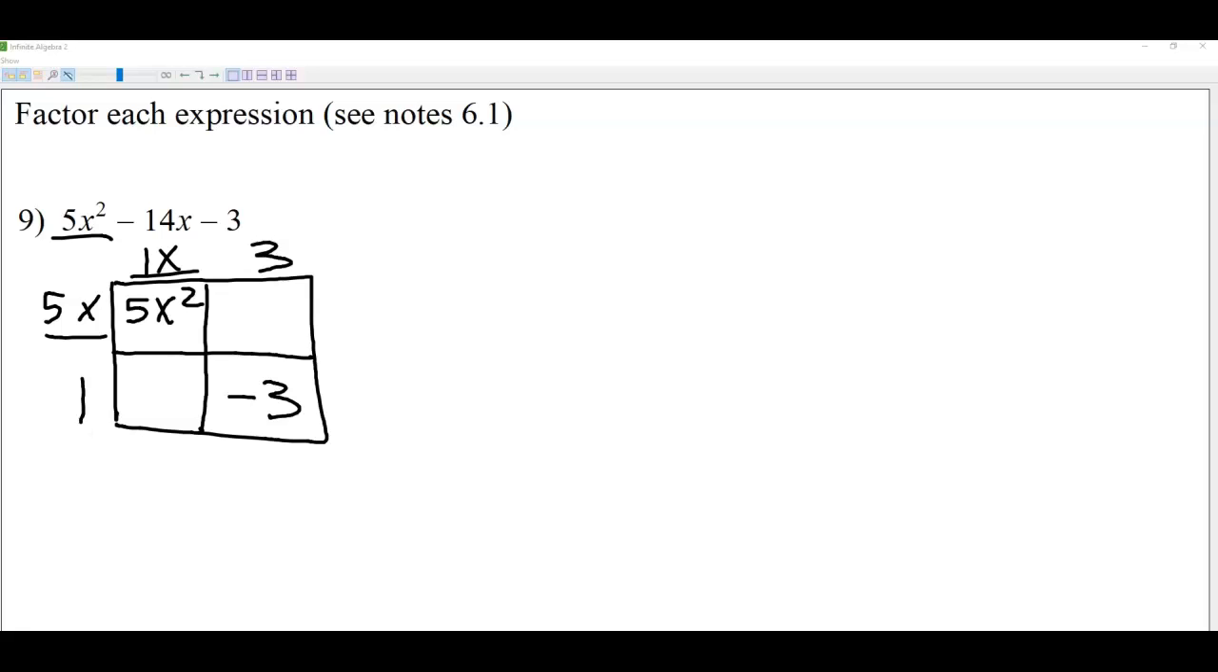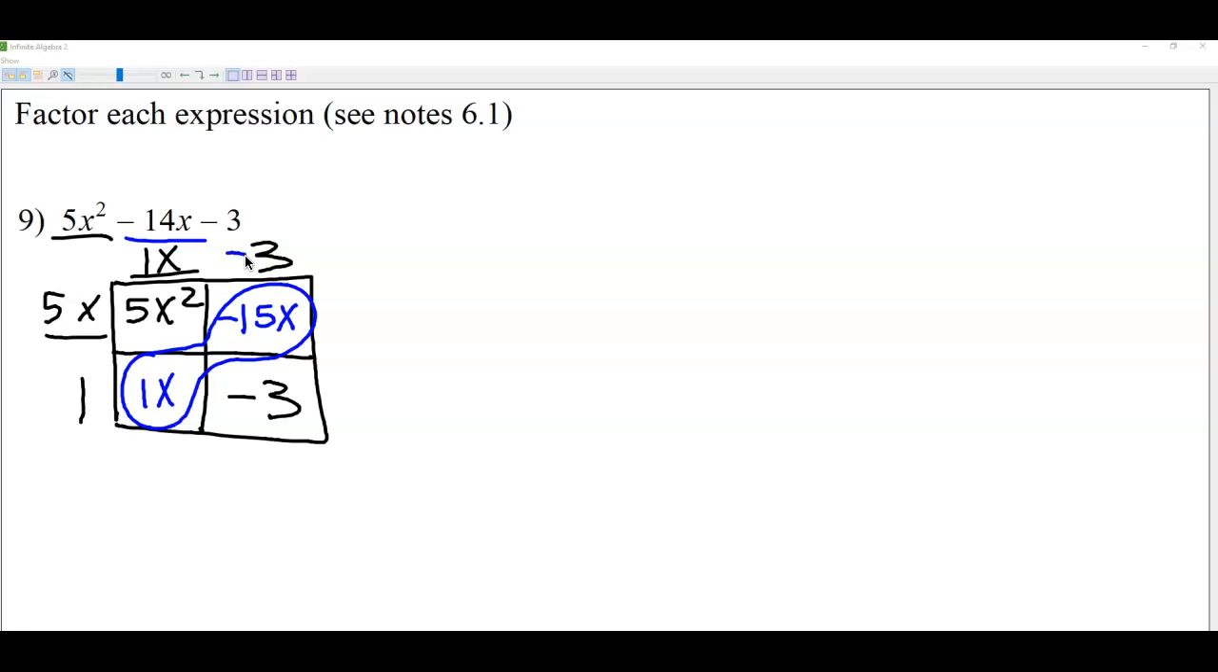And now here's how you check your answer. You fill in your box. 5 times 3 is 15x, and 1 times x is 1x. These 2 numbers should be able to combine to make the middle somehow. Can those make negative 14? No. Not right now, but they can if I do what? Make the 15 a negative, right? Which is okay if I make that a negative. So there we go. We got lucky.